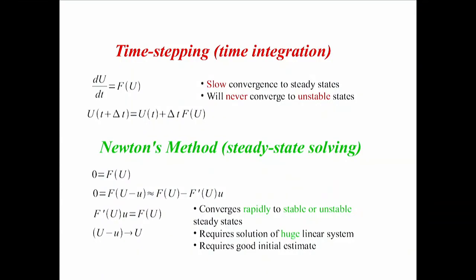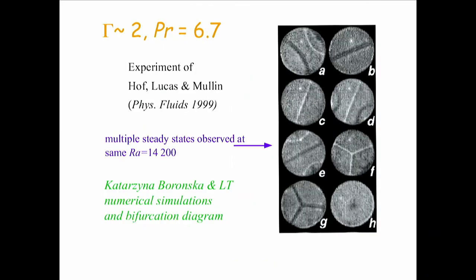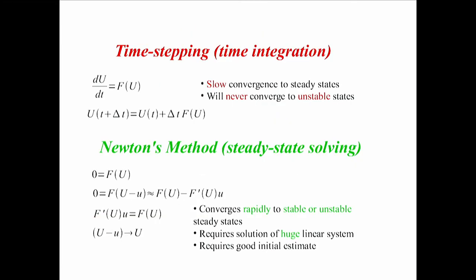But you can compute it. You can compute it if you use Newton's method rather than doing time-dependent solution. And it was by Newton's method that we found this bifurcation diagram in all these branches. And this explains in some sense these multiple observations. Let me give a tiny bit more detail about that.